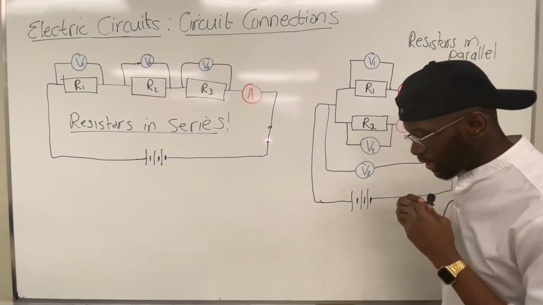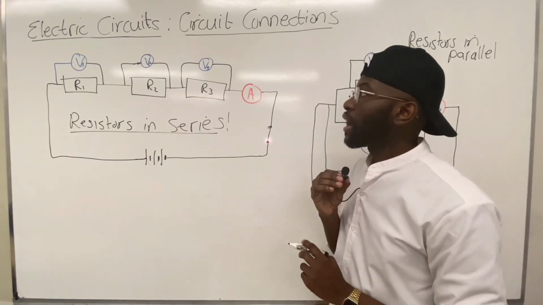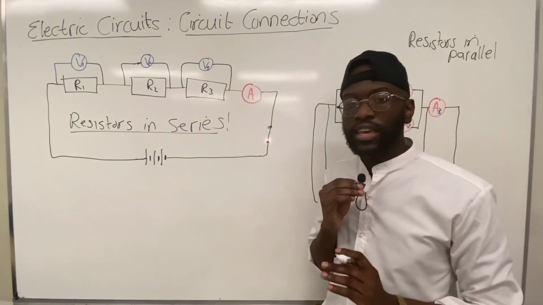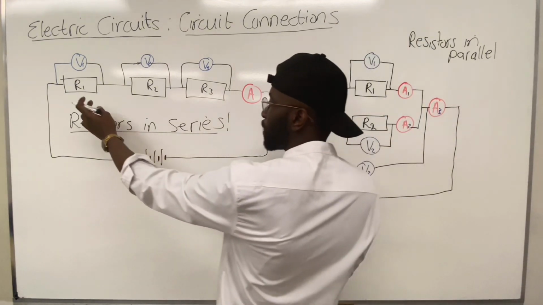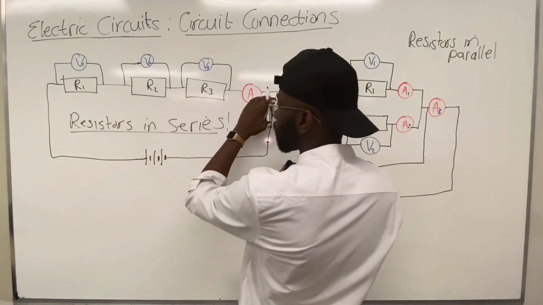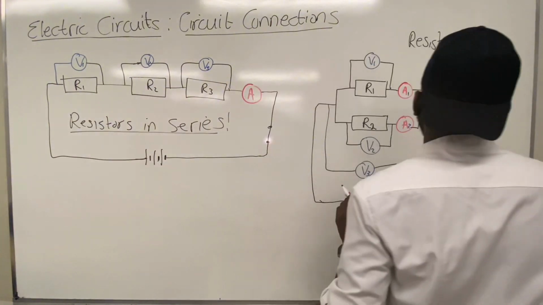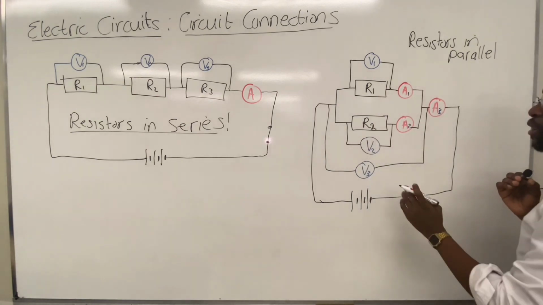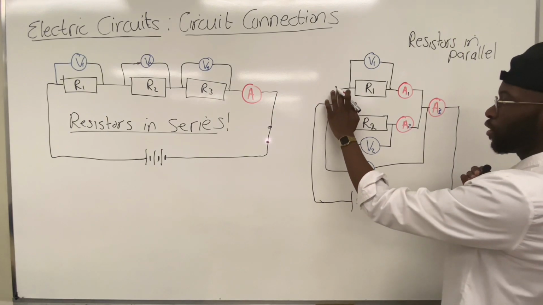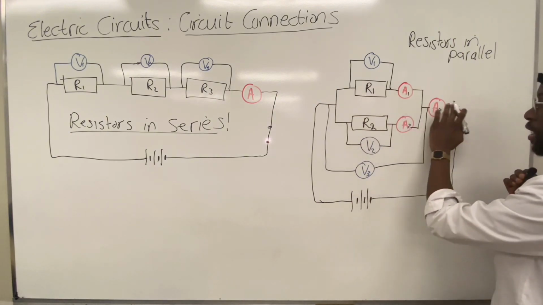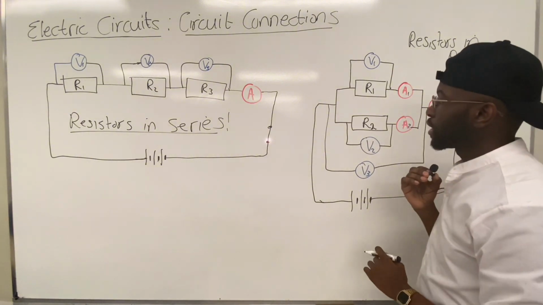Now, in this video, let's talk about the circuit connections. When we talk about circuit connections, there are two types of connections. They could either be connected in series, whereby it is one after another on the same conductor like this, or they can be in parallel, whereby there's a division here, there's a split, and there's another path that the current can take and another path that the current can take.